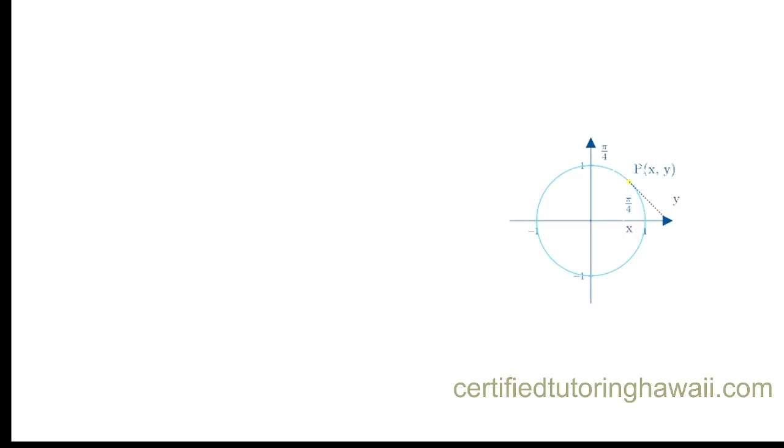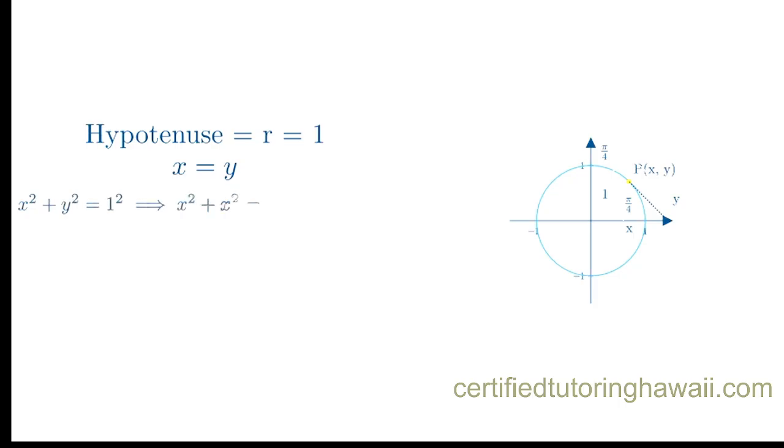This is an isosceles right triangle. The hypotenuse of this triangle is the radius of the unit circle, which is 1. Since the triangle is isosceles, the two legs, x and y, must be equal. So we know the hypotenuse is 1 and x equals y. Let's use the Pythagorean theorem on our triangle. x squared plus y squared equals 1 squared. Since x equals y, we can substitute x for y, giving us 2x squared equals 1.